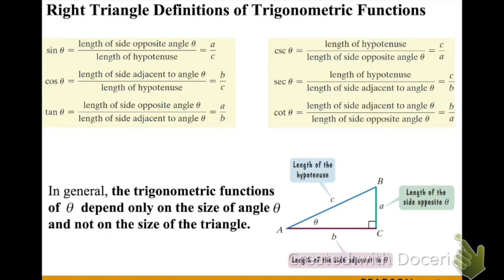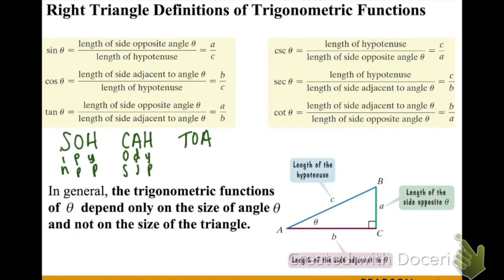So sine is opposite over hypotenuse, which would be A over C. Cosine is adjacent over hypotenuse, and tangent is opposite over adjacent. Something you've probably heard multiple times is SOHCAHTOA, and that's a way to remember this. Sine is opposite over hypotenuse. Cosine is adjacent over hypotenuse. And tangent is opposite over adjacent.